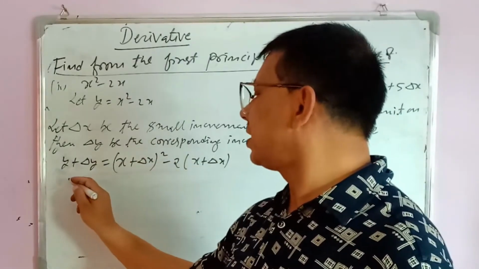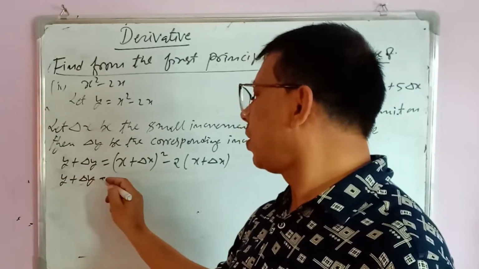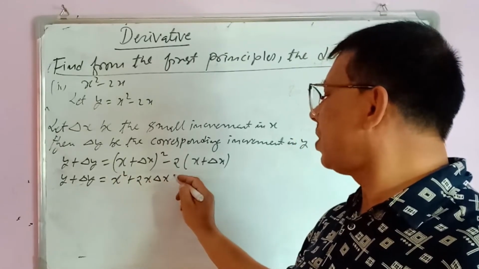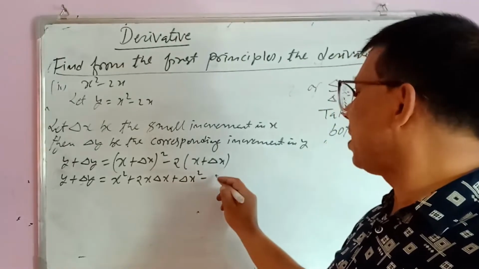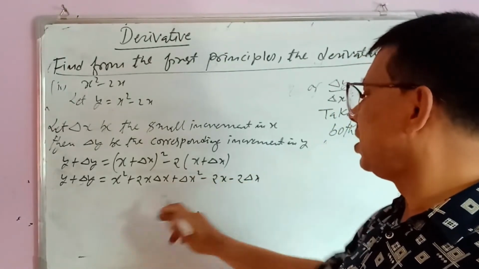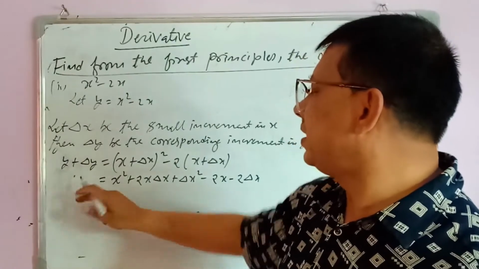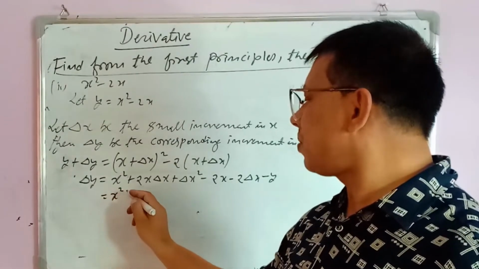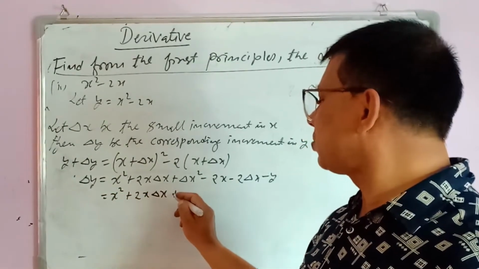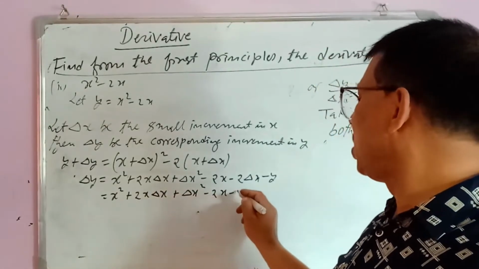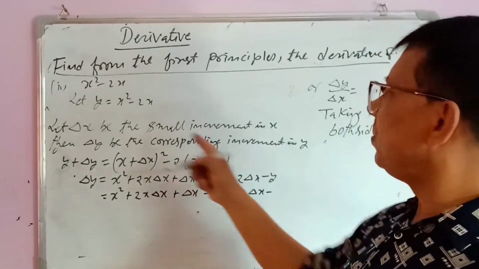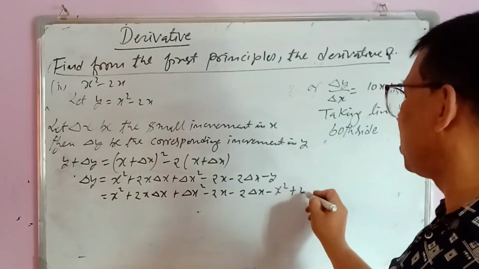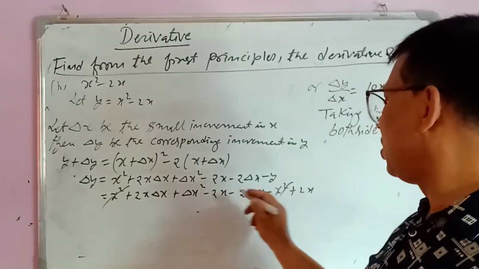Now open the bracket, a plus b square formula: a square plus 2ab plus b square. This 2 multiplied gives minus 2x minus 2 delta x. If you transfer y that side, it will be easy. Delta y equal to, y going that side, it will be minus y: x square plus 2x delta x plus delta x square minus 2x minus 2 delta x, minus x square plus 2x, since y means x square minus 2x. Now this x square we can cut, 2x also we can cut.